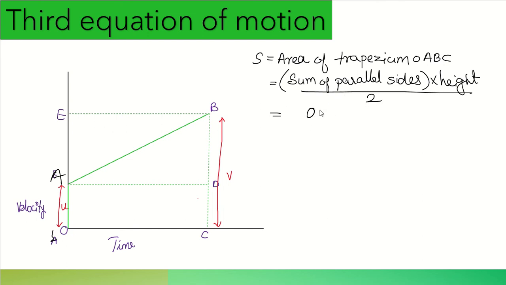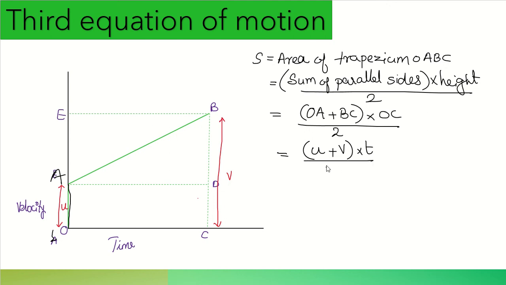So I can write the sum of the parallel sides, OA plus BC, into height. Height means the distance between the parallel sides. What is the distance between the parallel sides? We have the parallel sides OA and BC. The distance between them is OC. Carefully observe the diagram. Whole divided by 2. Now we need to substitute, right? OA is the initial velocity, BC is the final velocity, OC is time t, the whole divided by 2.